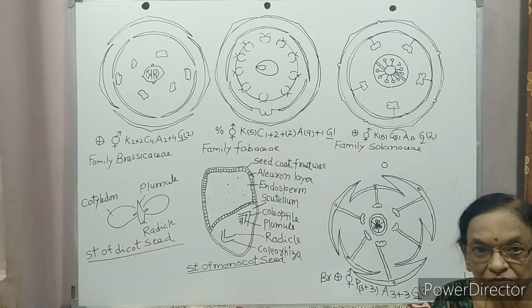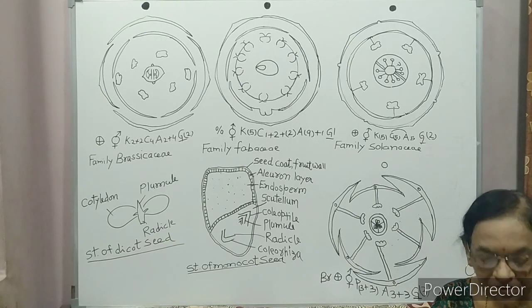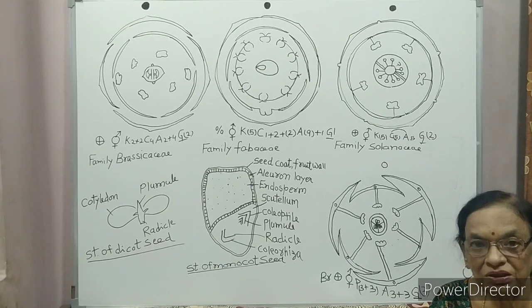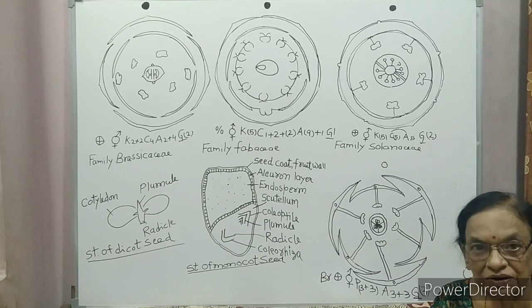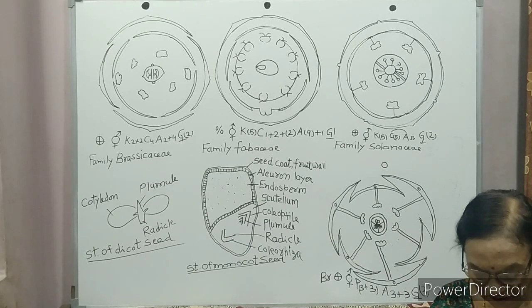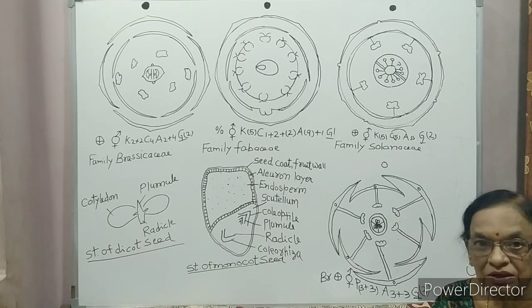Now the second family is Solanaceae. It is a large family commonly called the potato family. It is widely distributed in tropical, subtropical and temperate zones.